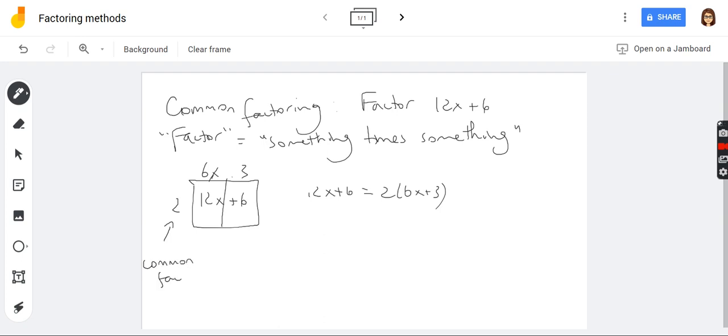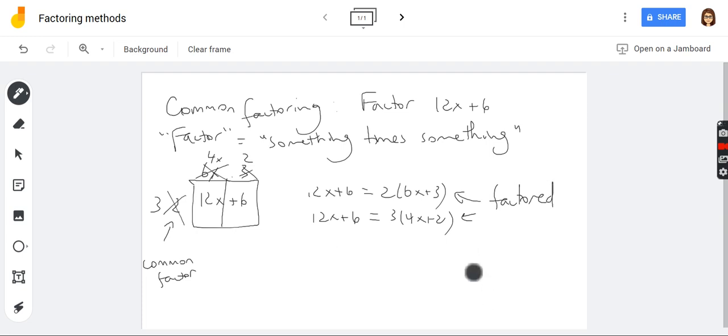Now there's another way I could write it, because if not 2, I could even pick a 3, because 3 will divide into 12x. It'll also divide into 6. So if I made it a 3, then that dimension must be 4x, and that dimension must be 2. So I could also write 12x plus 6 equals 3 times (4x plus 2). That's also factored. Both of these are factored.